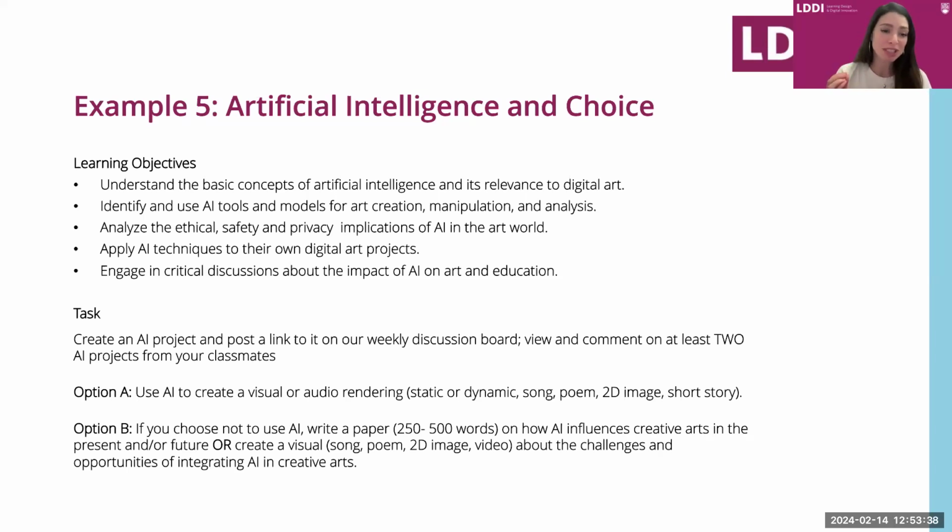But even more importantly, if I was given an option to write an essay or to play with AI, I would choose AI even if I really wasn't comfortable using it. So they also gave that playfulness choice within option B. Students could also create a visual, so a song, poem, 2D image, or video about the challenges and opportunities of integrating AI in creative arts. So it's a lovely blending of that artistic piece, but also that critical digital literacy piece.